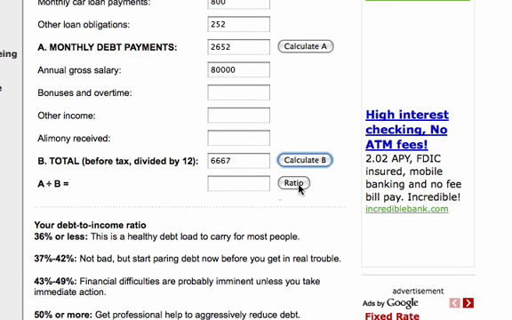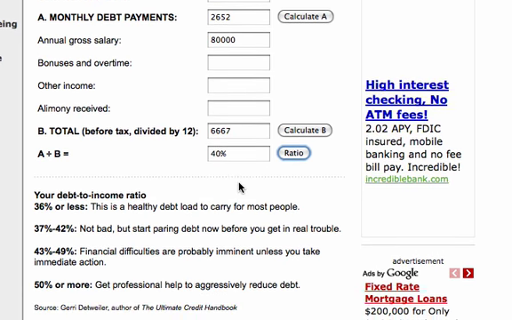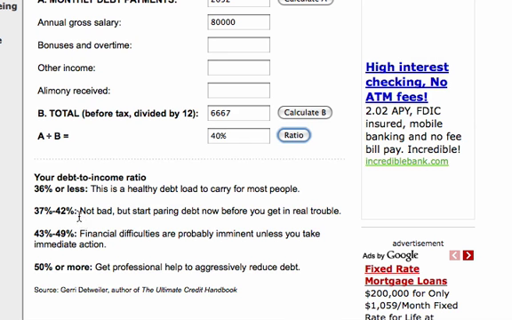And then the ratio, you just click on the ratio button here at the bottom, and that will tell us, okay, our debt to income ratio is 40%. Now you can look at this down here at the bottom. It'll tell you their opinion on what these numbers mean. Okay, so 40% is right here in this second category. Not bad, but start paring debt down now before you get into real trouble.